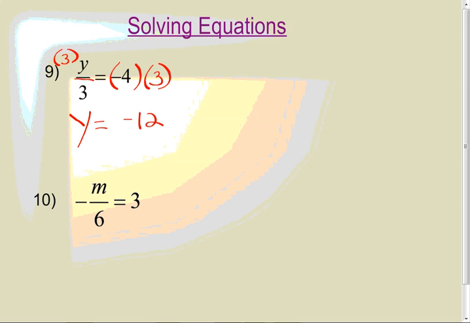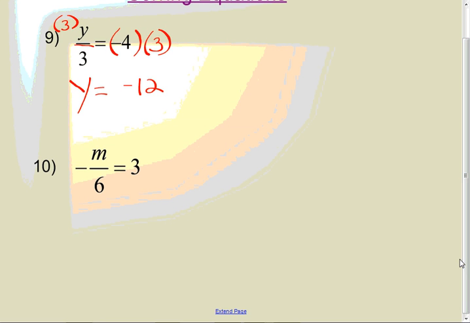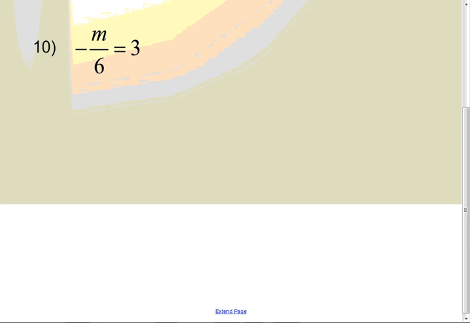Negative m over 6 is equal to 3. I don't want a negative sign there. What should I do? Multiply by what? It's really this. Negative 1/6 of m is equal to 3. I don't want the negative.